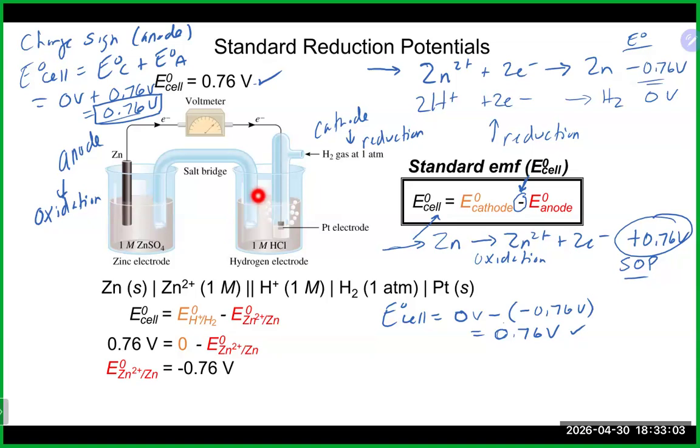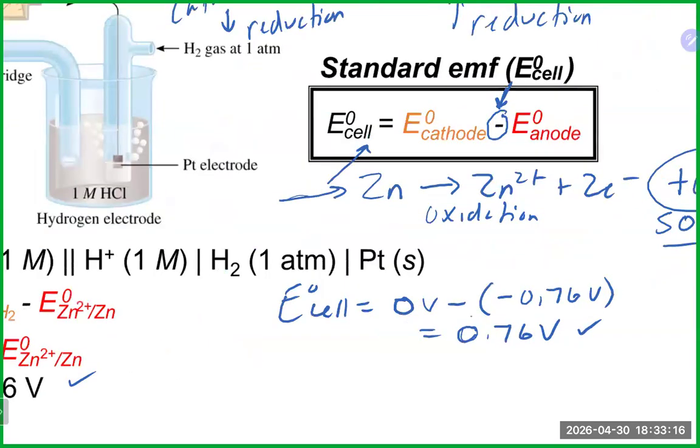So again, what we see here is we could hook this standard hydrogen electrode up with anything. We could measure the cell voltage. Again, using this equation, we could figure out the SRP value that we would find in the table. And that's basically what they did for everything.